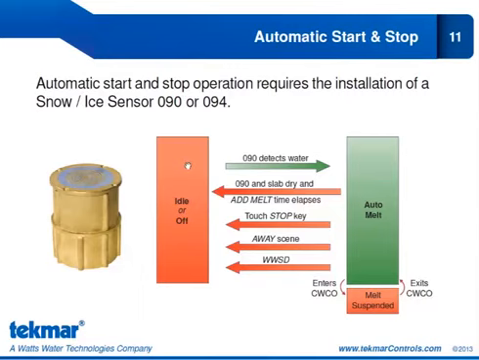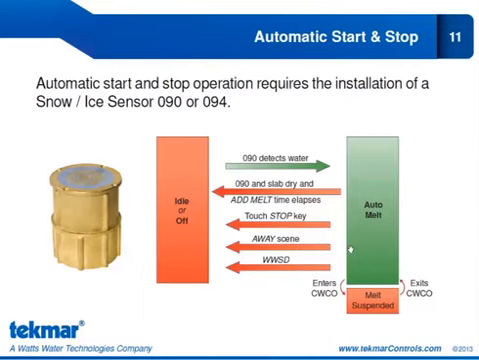So how do we move from the idle or off position into a melt state? Well, the automatic way of doing so would be for the 090 or 094 to detect water. When it detects moisture, right away we automatically start a melt cycle. Now, how do we come out of that melt cycle back to the idle or off state? We can do so automatically, and that happens when the sensor is dry and the add melt time has expired. We can do so by touching the stop key and forcing it out of that melt cycle.